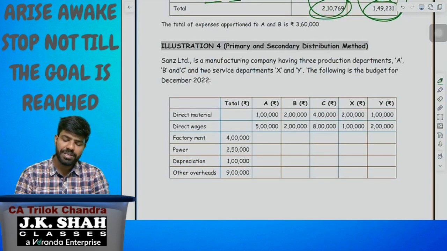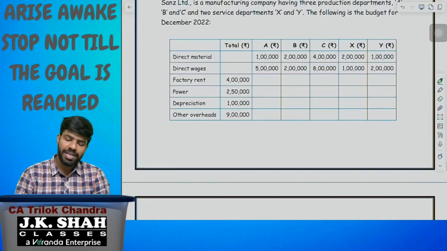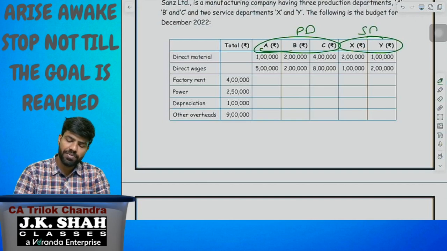Illustration 4. It is having primary and secondary distribution method. Now look at here. Sanj Limited is a manufacturing company having three production departments A, B, and C, and two service departments X and Y. The following is the budget for December 2022. They have given the total, and then department A, department B, department C. These three are the production departments, and these two are the service departments.